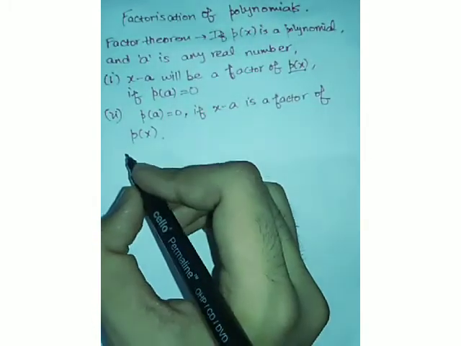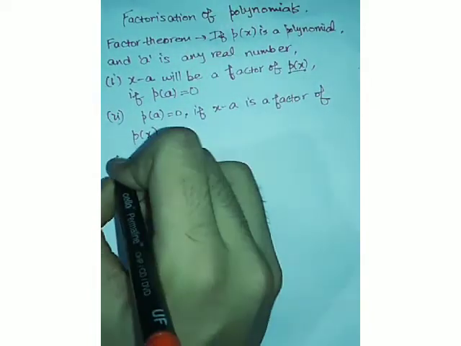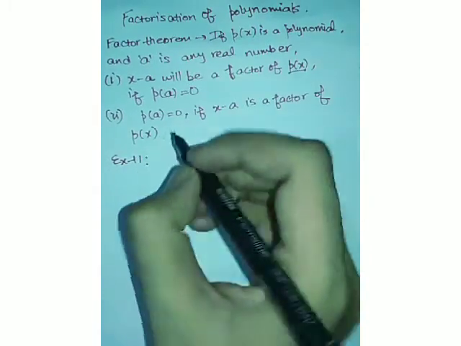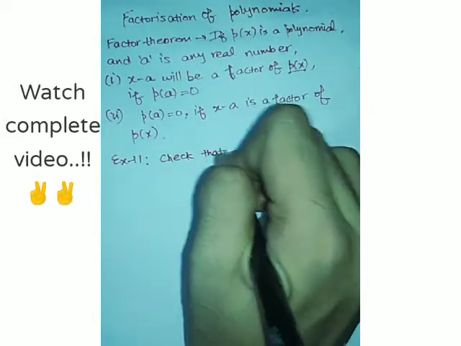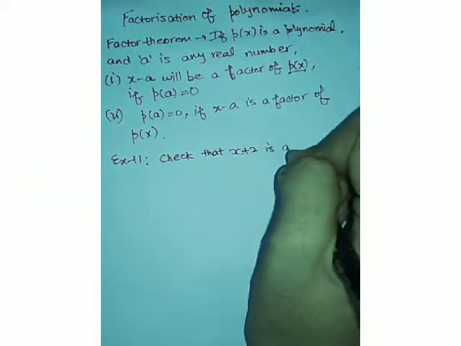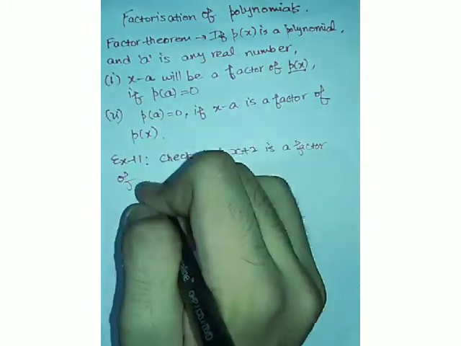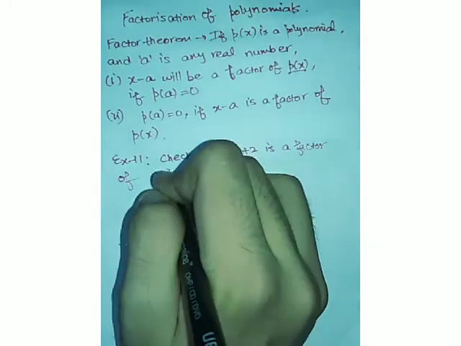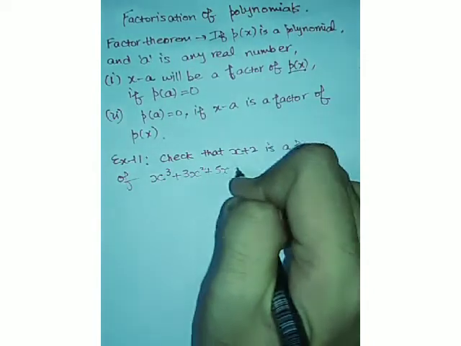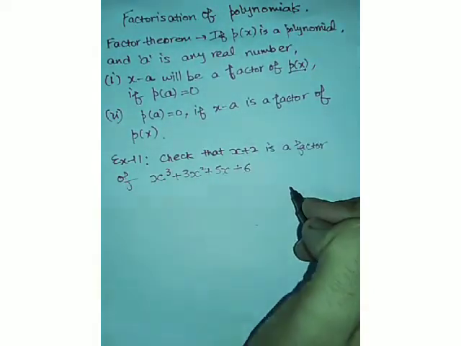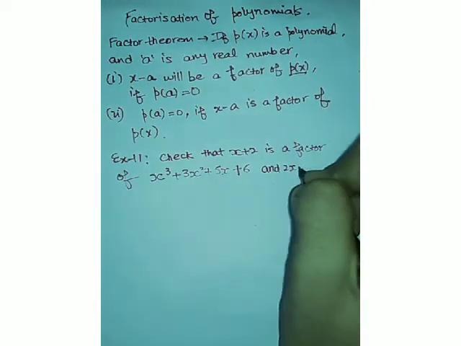Okay. So firstly, the example here is example 11. Now in this we have to check that x plus 2 is a factor of, now one polynomial is given, that is x cube plus 3x square plus 5x plus 6. All right. And the other polynomial is 2x plus 4.